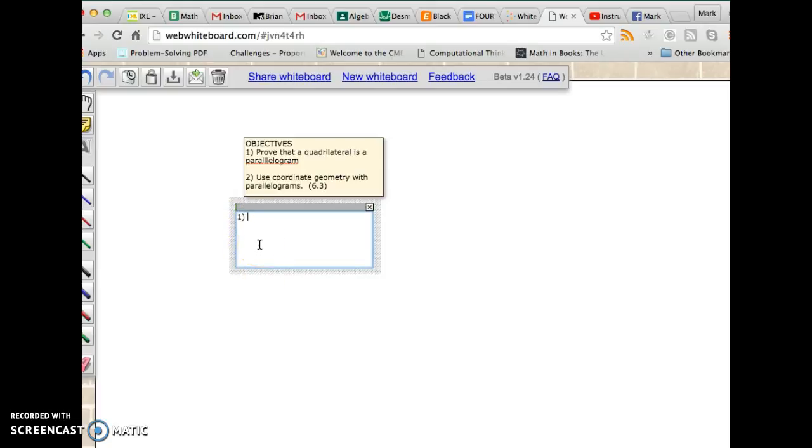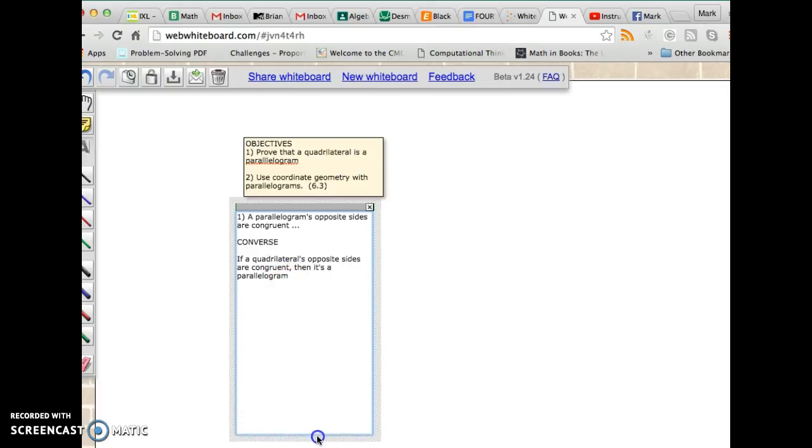Yesterday we learned that a parallelogram's opposite sides are congruent. The converse of that is, actually we're talking about quadrilaterals here, so if the quadrilateral's opposite sides are congruent, then it's a parallelogram. Now, not all statements flip like this, but these do.